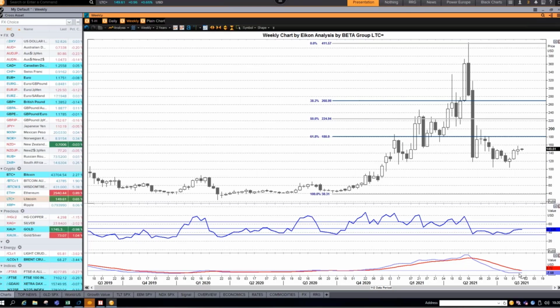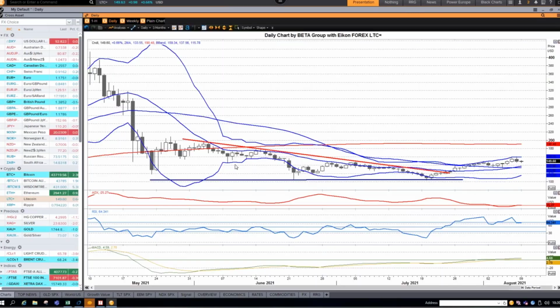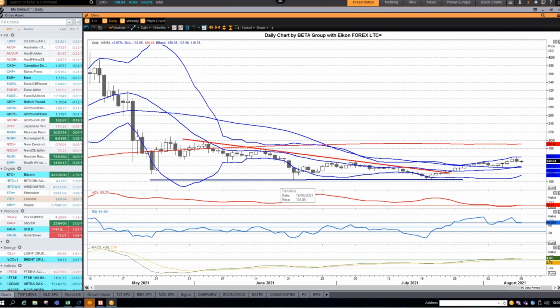Look at the MACD, still decidedly negative here. And so this chart, with all this resistance and still trying to plow its way through the resistance, is really, really struggling. And I don't like the look of this one at all. If any weakness comes back into the cryptocurrencies, expect the Litecoin to lead us on the way down.